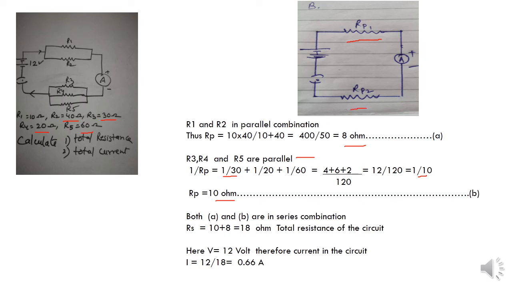Now when you see the circuit diagram, the circuit reduces to this. Here RP1 and RP2 are in series combination because there is no division, there are no branches for the current to pass. So we find the total resistance, it is 18 ohm. And here the potential difference is given as 12 volt. So the total resistance is 18 ohm and the potential difference is 12 volt. So we find the current I is equal to V upon R, that is 0.66 ampere or 0.67.